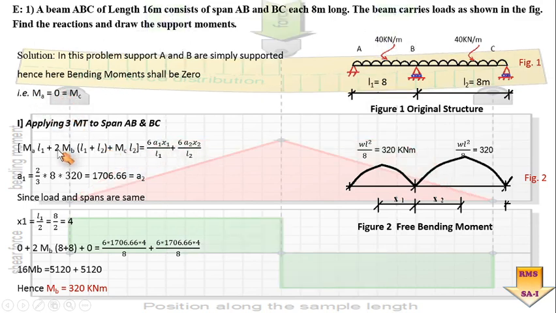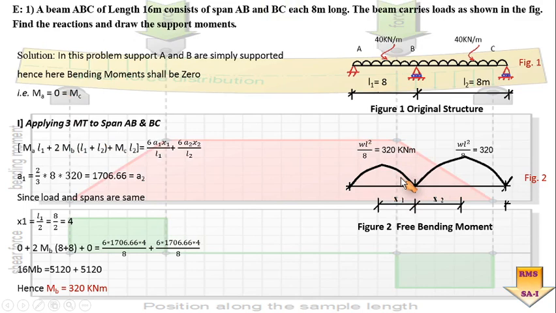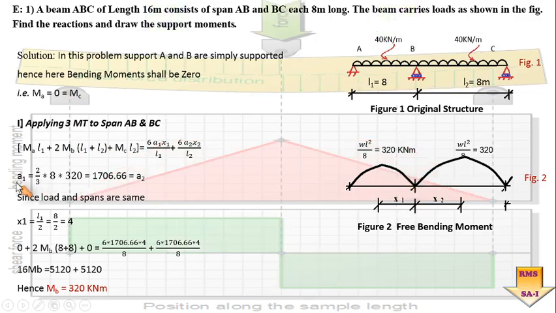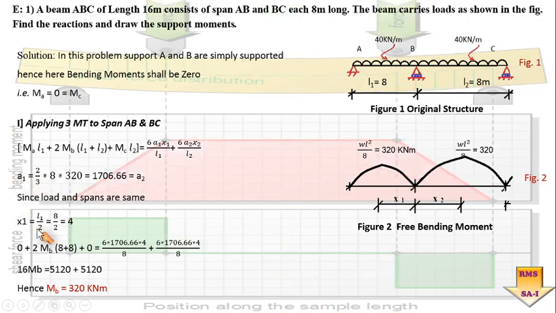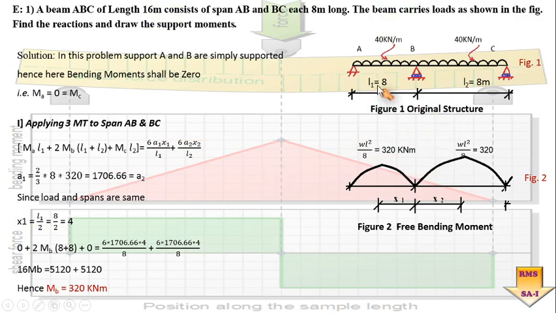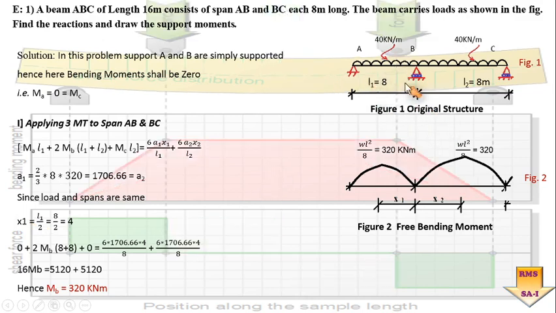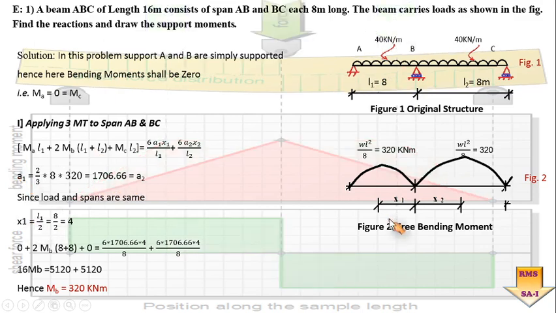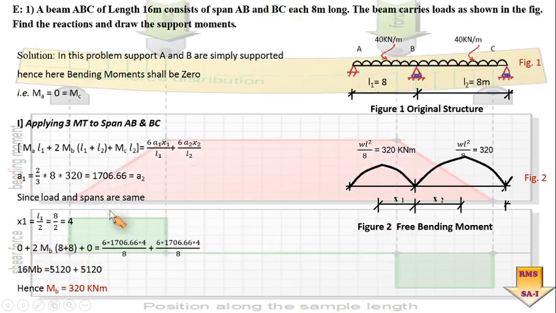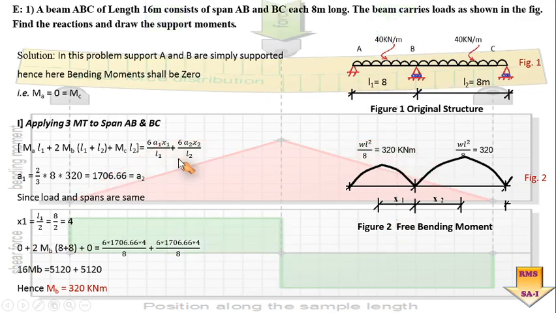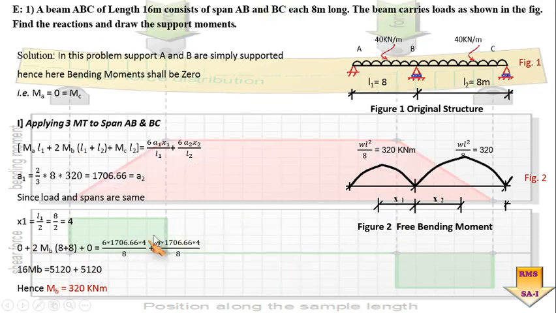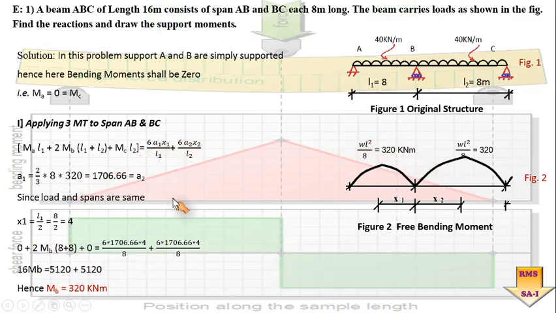Second thing which we have to conclude from this free bending moment diagram is that we have to work out the value of A1, A2, X1 and X2. Fortunately in this case the loading as well as the spans are the same, so the value of A1 is equal to A2 and X1 is equal to X2. So by putting all these values in this basic equation of Clapeyron's theorem, we get a value of MB equal to 320 kilonewton meter.